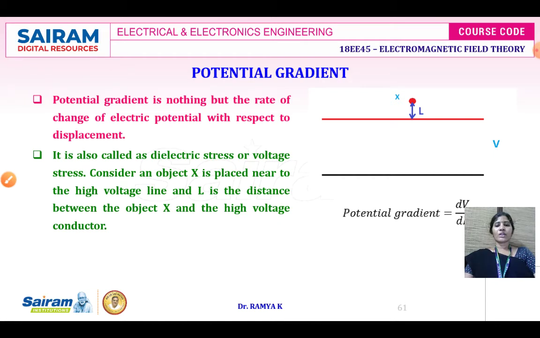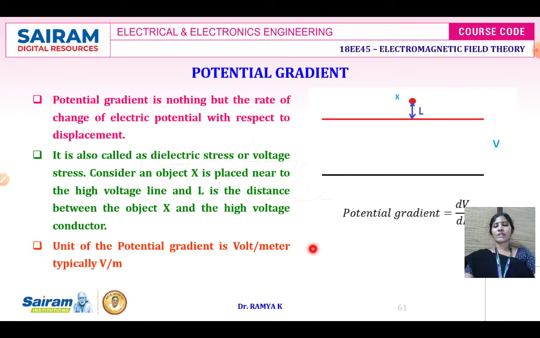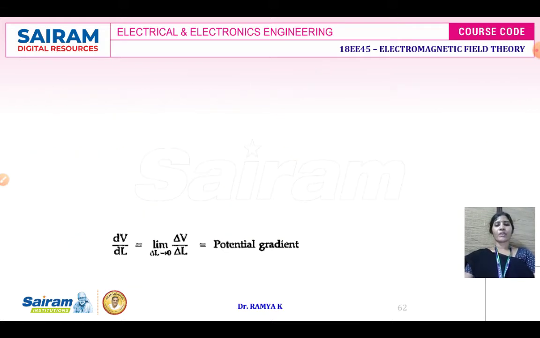We can call that a dielectric stress. In this dielectric stress or voltage stress, when the distance between the two plates decreases, the voltage stress on the device is going to increase. Therefore, the potential gradient unit is going to be volt per meter, typically V by M.